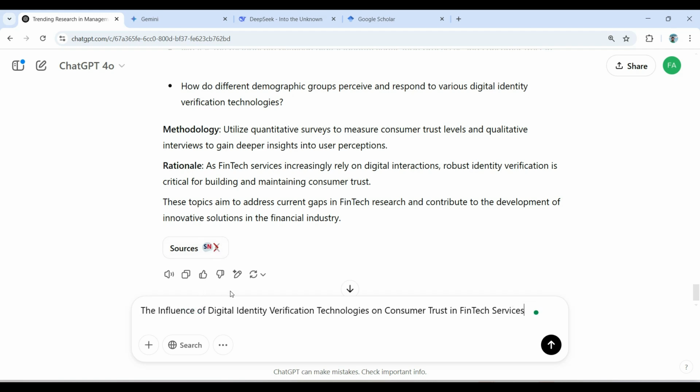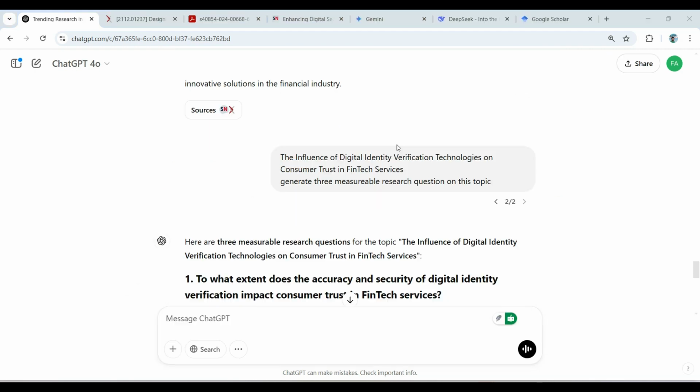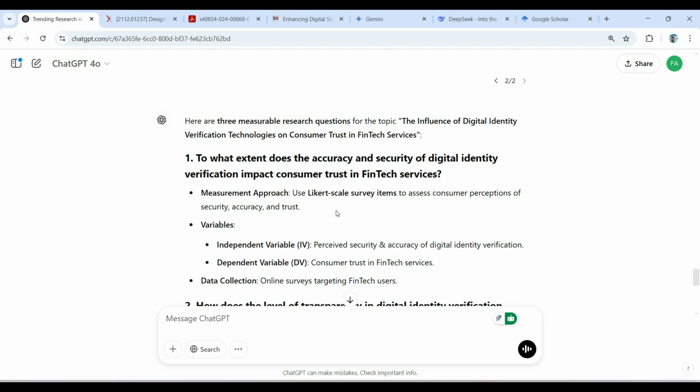So I'm going to copy paste this topic and generate 3 measurable research questions. Here we have 3 well-defined research questions related to the topic. Now these questions are very important because they give direction to our research. They are going to tell us what we are trying to find out. As you can see, question number 1: to what extent does the accuracy and security of digital identity verification impact consumer trust in fintech services? The measurement approach uses a Likert scale survey to assess consumer perception of security, accuracy, and trust.